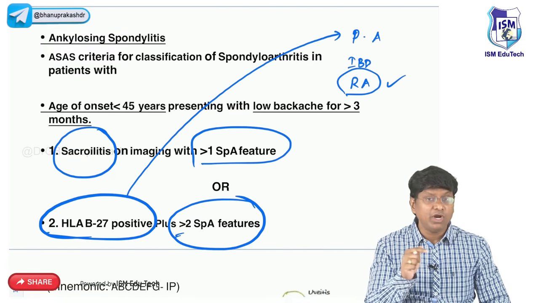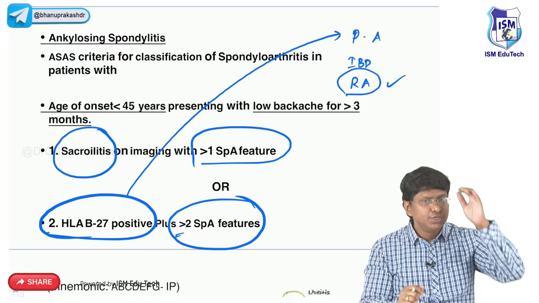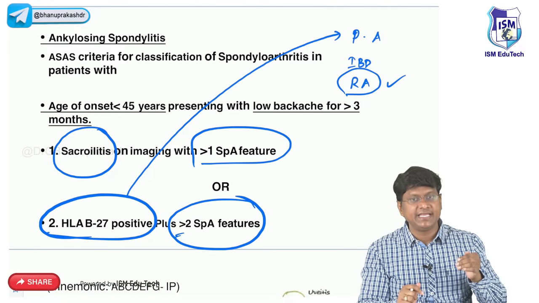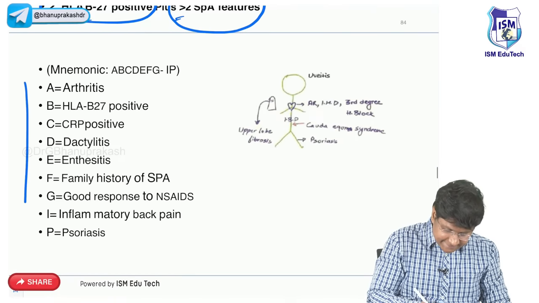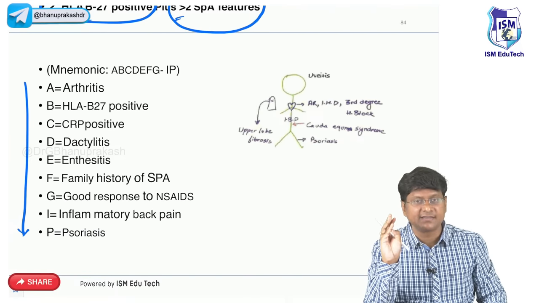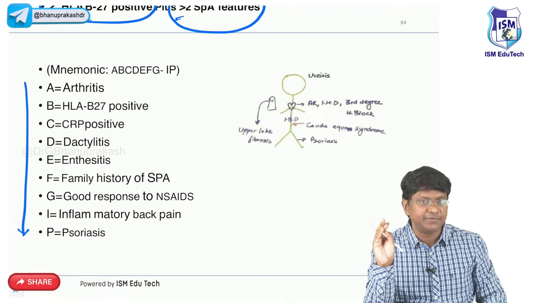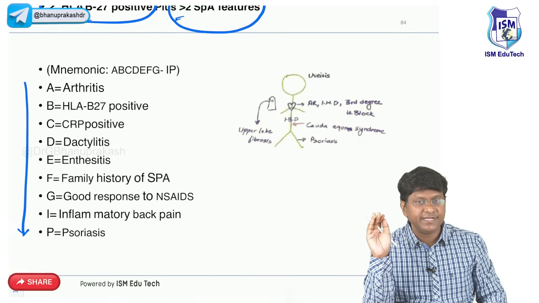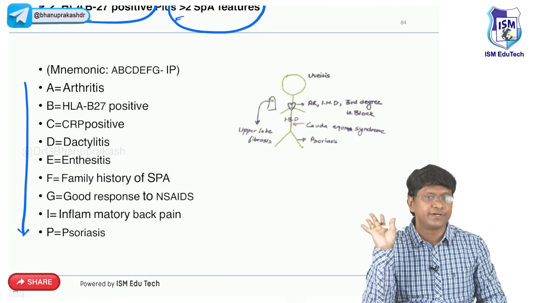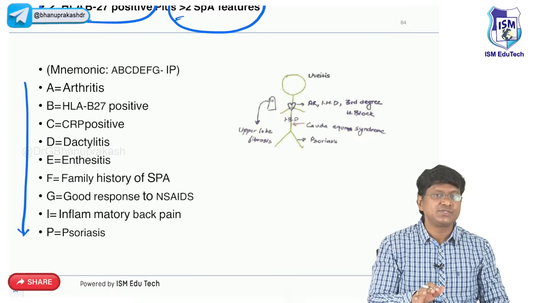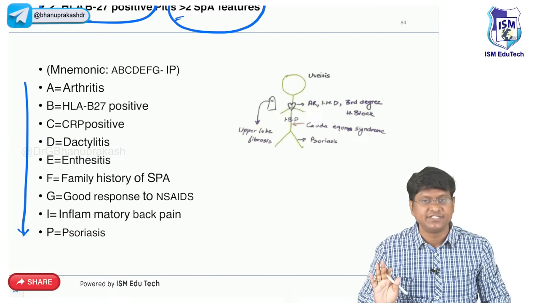And if only HLA-B27 is positive, how many spondyloarthropathy features should be there? More than two. Now, what are all those spondyloarthropathy features? You have a mnemonic A, B, C, D, E, F, G, and then I, P. A stands for arthritis, B is your B27, C is your CRP positive, D is dactylitis, E is enthesitis, F is family history of spondyloarthropathies, G stands for good response to NSAIDs, I stands for inflammatory back pain, P stands for psoriasis.